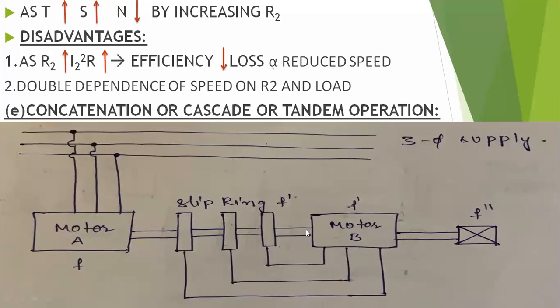The stator winding of the main motor A is connected to the mains. These are the three-phase supply mains. So the stator connection in A is done to the three-phase supply. The auxiliary motor B is fed from the rotor circuit of motor A. So in motor A, the stator is connected to the three-phase supply and the rotor supply is connected to B.